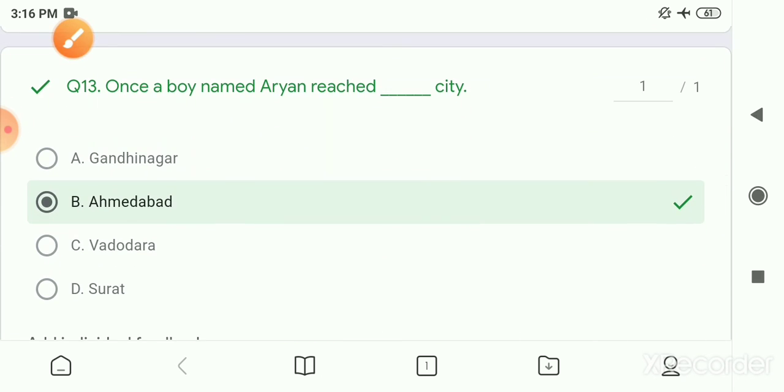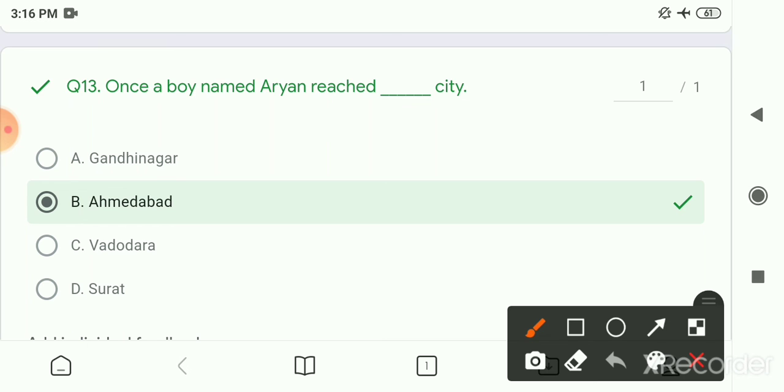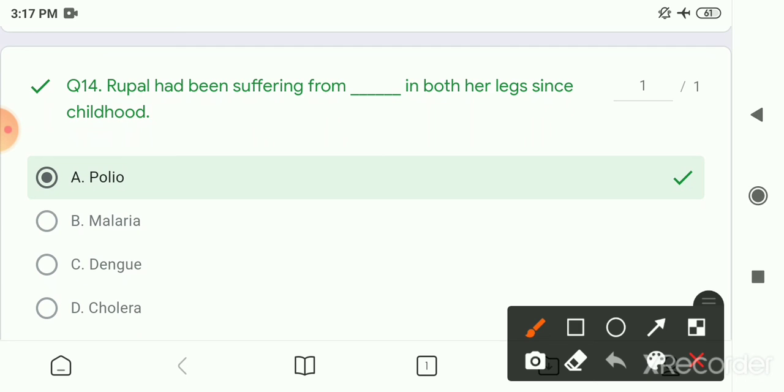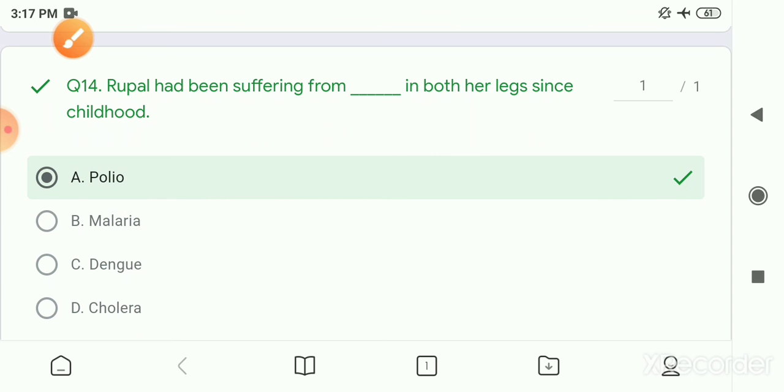Next, 13th number, once a boy named Aryan reached blank city. The options are Gandhinagar, Ahmedabad, Vadodara and Surat. So here your answer is option B, that is Ahmedabad. Once a boy named Aryan reached Ahmedabad city. Next, 14th number, Rupal had been suffering from blank in both her legs since childhood. The options are polio, malaria, dengue and cholera. So here your answer is option A, that is polio. Rupal had been suffering from polio in both her legs since childhood.